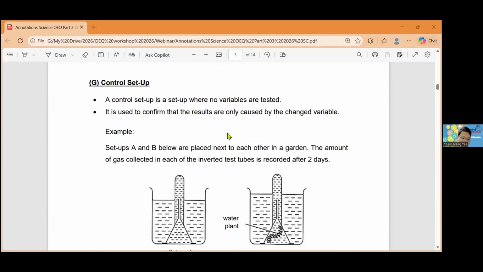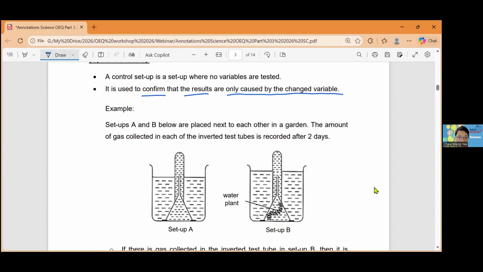Right, so what is a control setup? Now, a control setup is when you don't test anything in that setup. It has a different purpose, but it is of course still used in your experiment. Its purpose is to confirm that the results that you get are only caused by the variable that you change. Let's just look at these two setups for example.